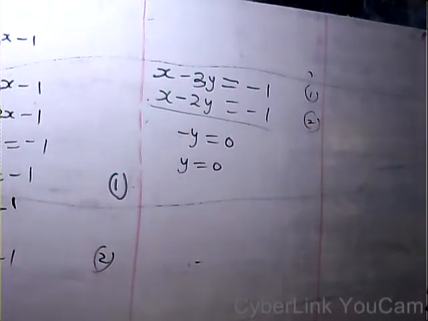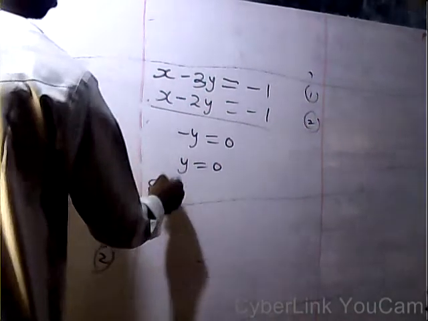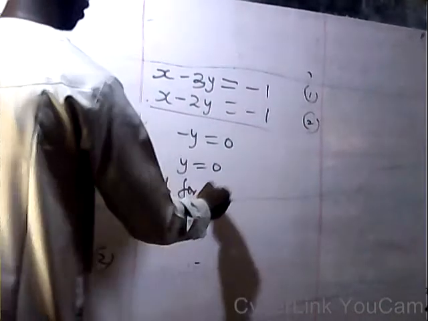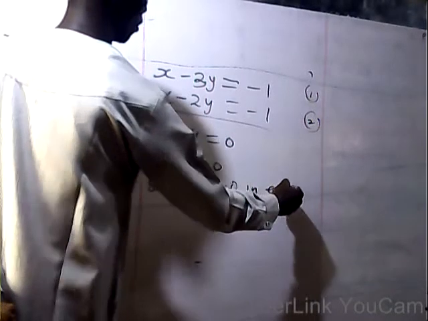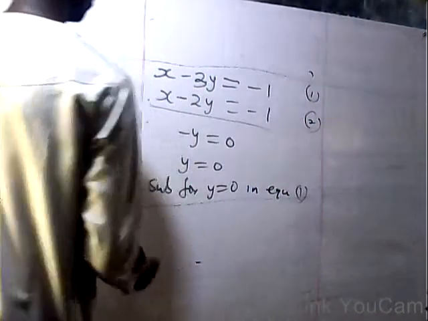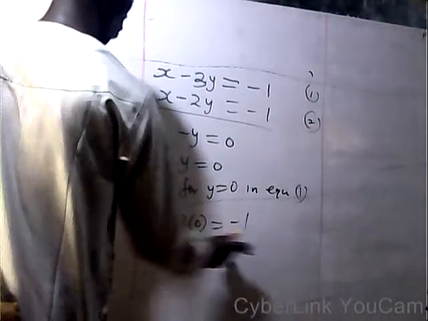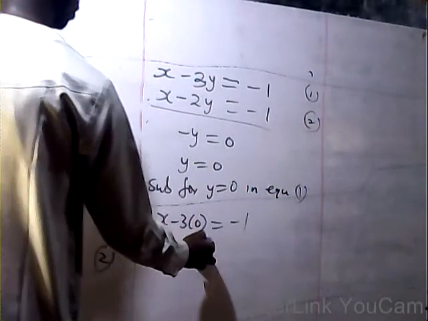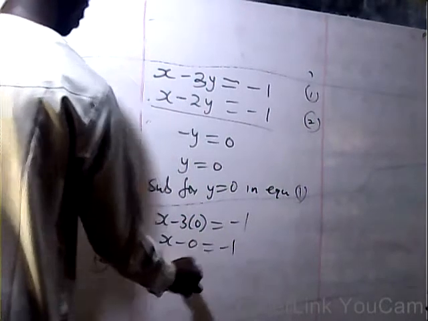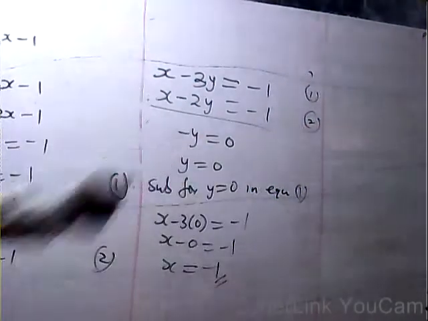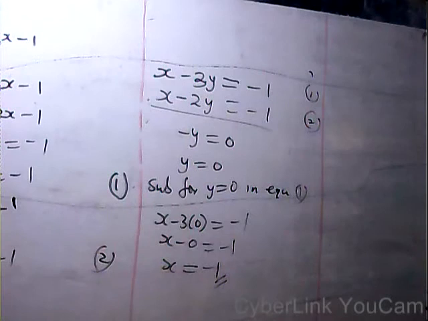So if y is equal to 0, I substitute for y in one of the equations. So for y equal to 0 in equation 1, I will have x minus 3 into bracket 0 is equal to minus 1. That means x minus 0 is equal to minus 1. That means x is equal to minus 1. So my y is equal to 0 and x is equal to minus 1. Hope that is very clear.